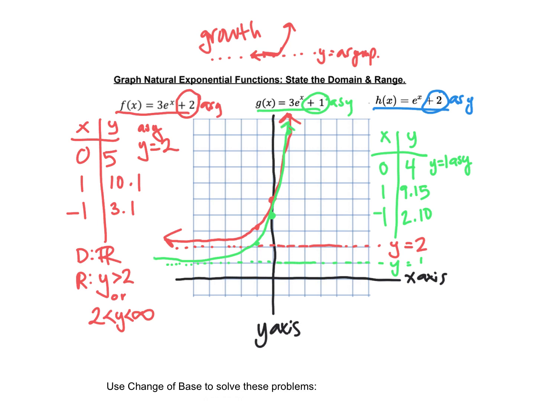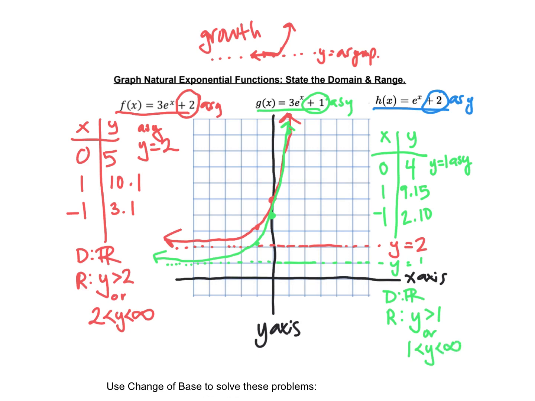There's our g of x function. What's our domain and range of our g of x function? Domain, just like our red function or the f of x, all real numbers. And the range is based off of the green's asymptote, which is y is greater than 1, or you can always say 1 is less than y, which is less than infinity.